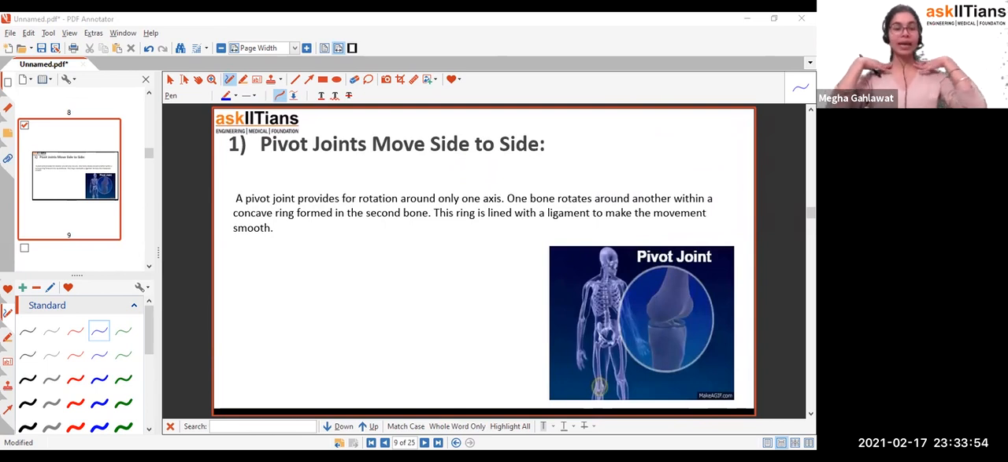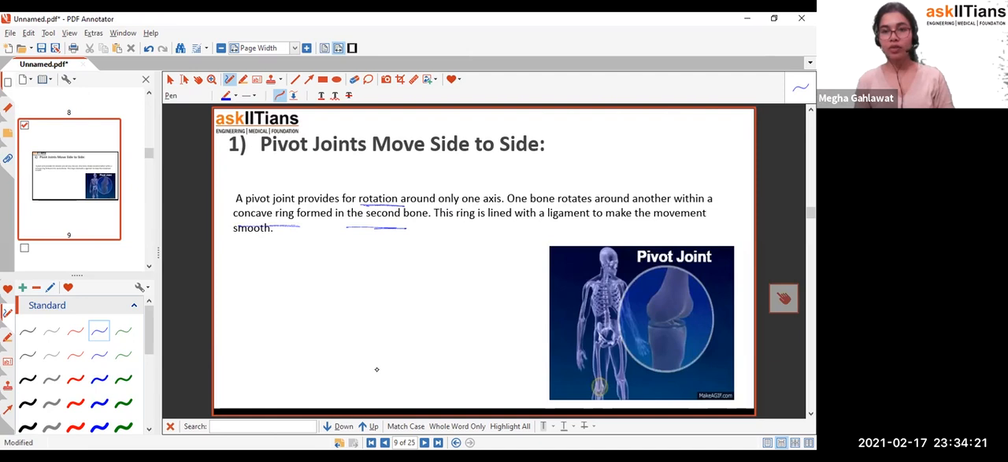They can help our head move like this to this, or this to this. So in my neck, I have the pivot joint because my head can move in multiple directions like this. This provides the rotation in only one axis. One axis as in this longitudinal axis right here, around which I'm moving my head. Now one bone rotates around another one within a concave ring formed in the second bone.